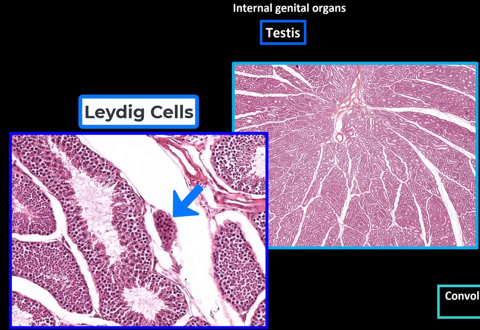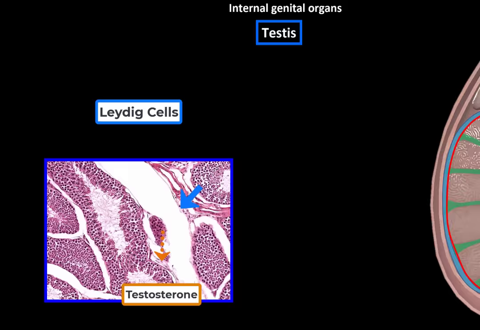One of them is the Sertoli cells. The other one is the Leydig cells. Leydig cells secrete testosterone, the male sex hormone. Alright, so that is the lobules and the septae of the testicles.